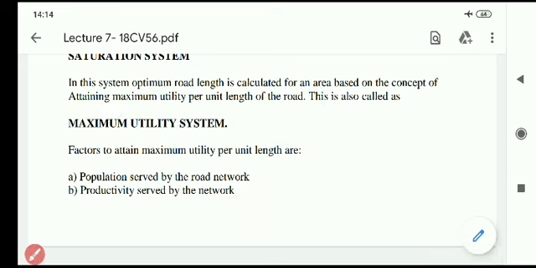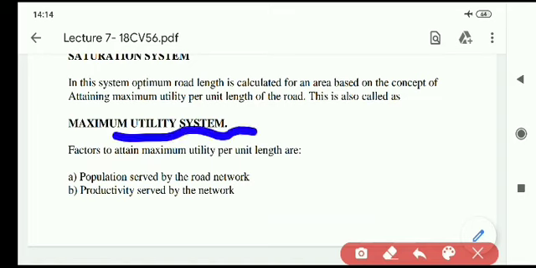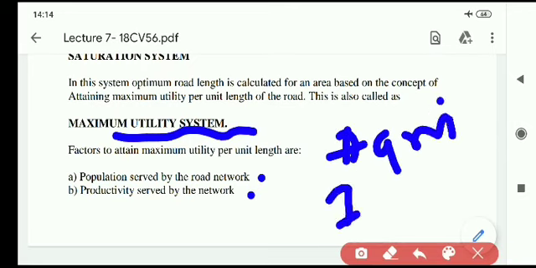So in order to choose the best proposal, first we need to fix the utility units. Utility system means usage. For that we have two types: one is population utilities, the other one is production utilities. The utilities obtained from the population and the utility units from the production. The production may be of two types: one is agricultural, the other one is industrial.